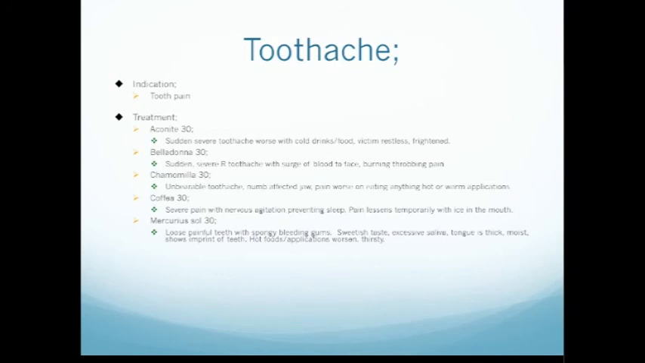Mercurius Sol 30 can be helpful for those with loose, painful teeth with spongy, bleeding gums. There may be a sweetish taste, excessive saliva, the tongue is thick and moist, showing the imprint of the teeth. Hot foods and applications worsen this. They may be thirsty. Plantago Q is useful for severe pain radiating to the ear or the eye that lessens while eating. If the pain is not improving after 10 doses, see a dentist.